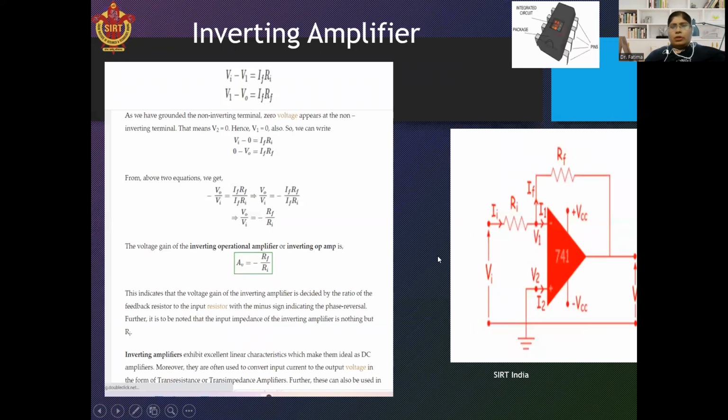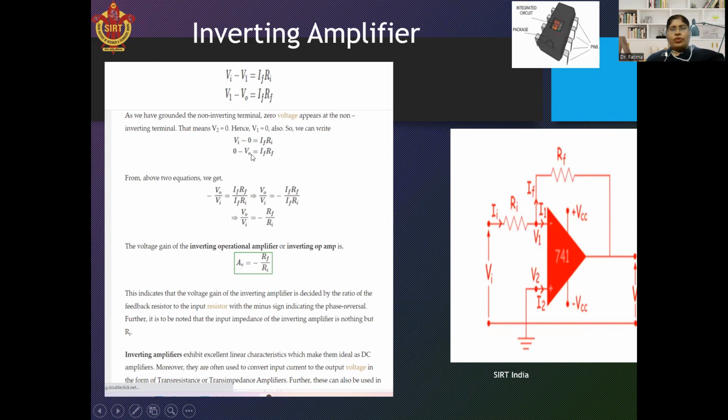Now see, as we know that in the inverting amplifier, the negative terminal is acting as a virtual ground. So V1 is equal to zero since V2 is equal to zero. So put V1 equal to zero here in these equations. So now this is the equation. Now you can see VI is equal to IF, RI, and minus V0 equal to IF, RF.